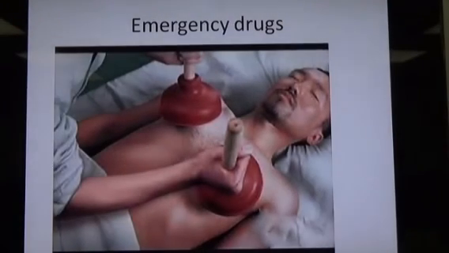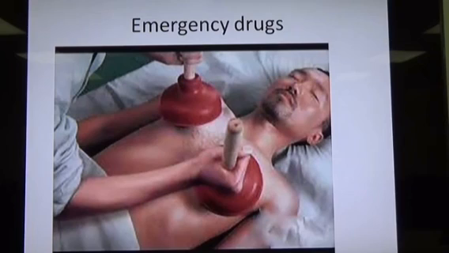This is the latest defibrillator, Doctor. Latest defibrillator. Now emergency drugs. You can keep one here for your CPR. No, you can do defibrillation.